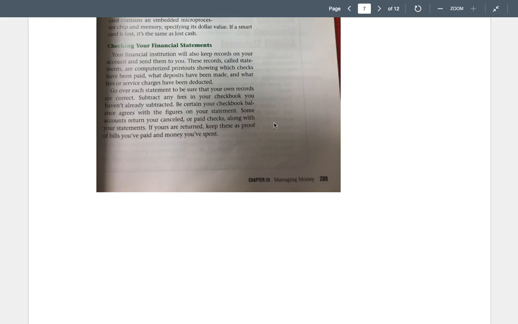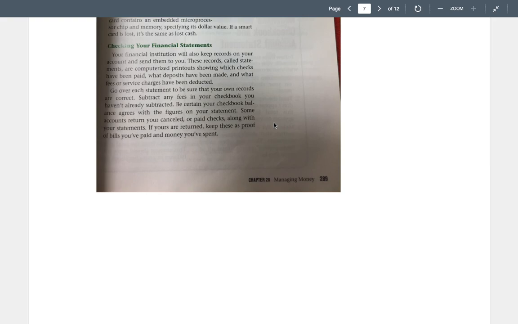Your financial institution will also keep records on your account and send them to you. These records, called statements, are computerized printouts showing which checks have been paid, which deposits have been made, and what fees or service charges have been deducted. Go over each statement to make sure that your own records are correct. Subtract any fees in your checkbook you haven't already subtracted. Be certain your checkbook balance agrees with the figures on your statement.